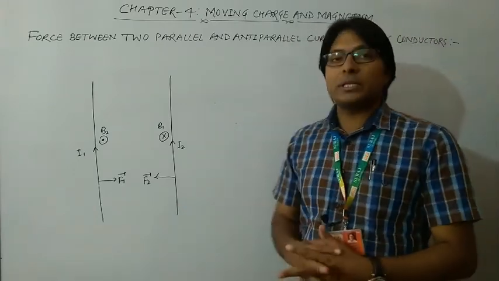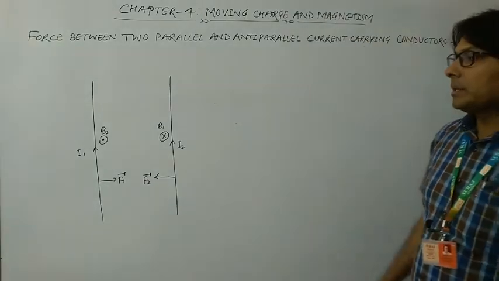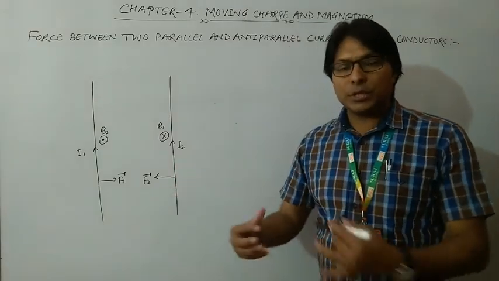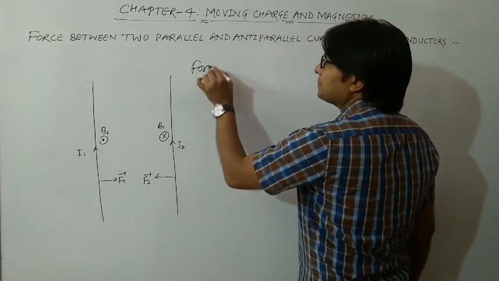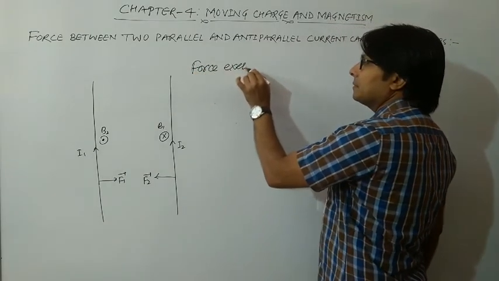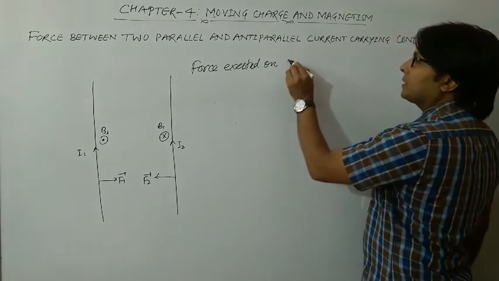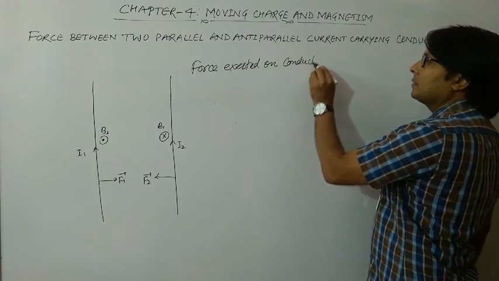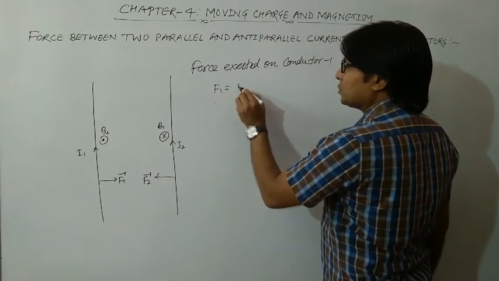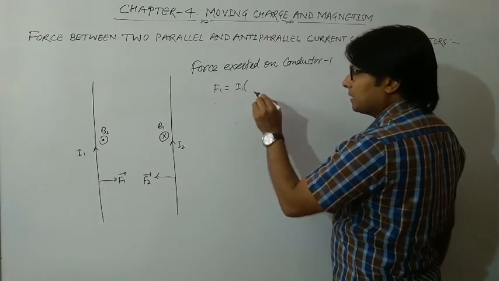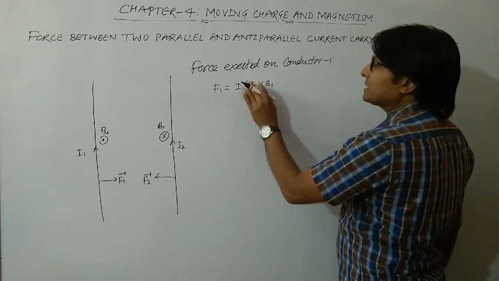Now we are coming on to the derivation part of this topic, or how much force is actually exerted by these two conductors on each other. So now, force exerted on conductor 1 by conductor 2. So you will say F1 is equal to I1 L1 cross B, or you can say ILB sine theta.